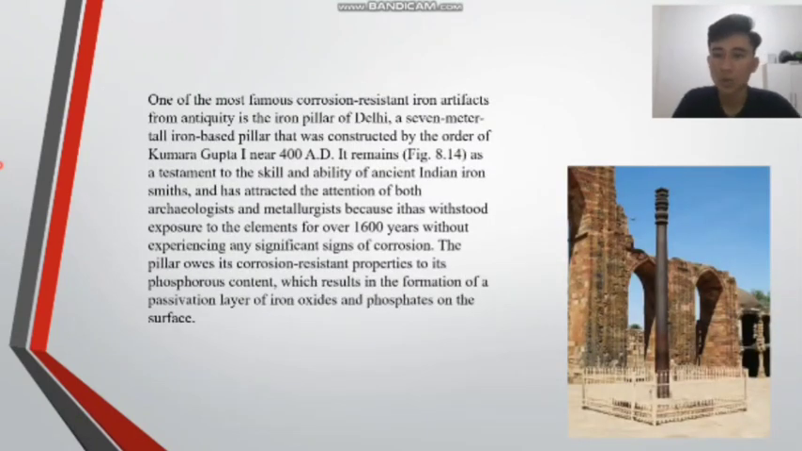Last, one of the most famous corrosion-resistant iron artifacts from antiquity is the Iron Pillar of Delhi, a 7-meter tall iron-based pillar that was constructed by the order of Kumaragupta I near 1400 A.D. It remains like this, picture 8.14, as a testament to the skill and ability of ancient Indian ironsmiths, and has attracted the attention of both archaeologists and metallurgists because it has withstood exposure to the elements for over 1,600 years without experiencing any significant corrosion.